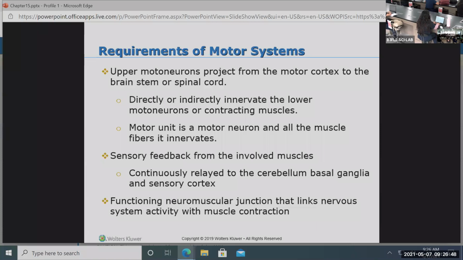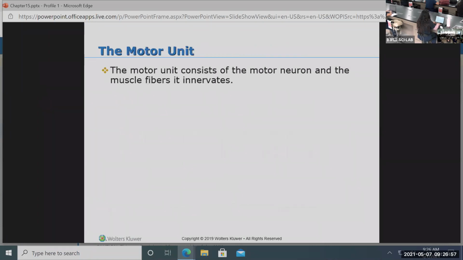Now, the functioning neuromuscular junctions that link nervous system activity with muscle contraction. Again, so motor unit, please remember. Motor units consist of motor neurons and all the muscle fibers it innervates, that is called the motor unit. Everybody okay with that one? Yes. Okay.